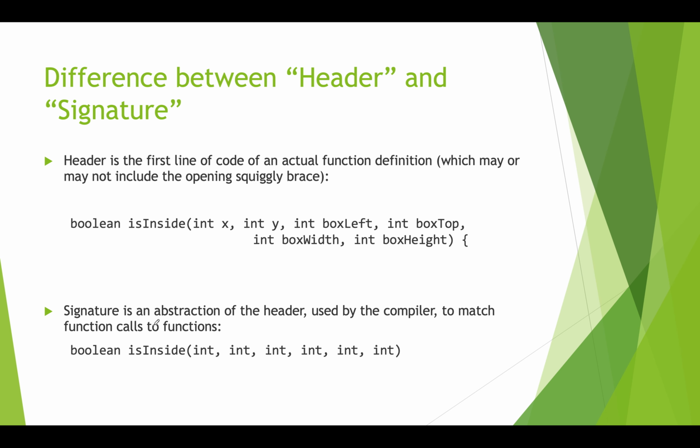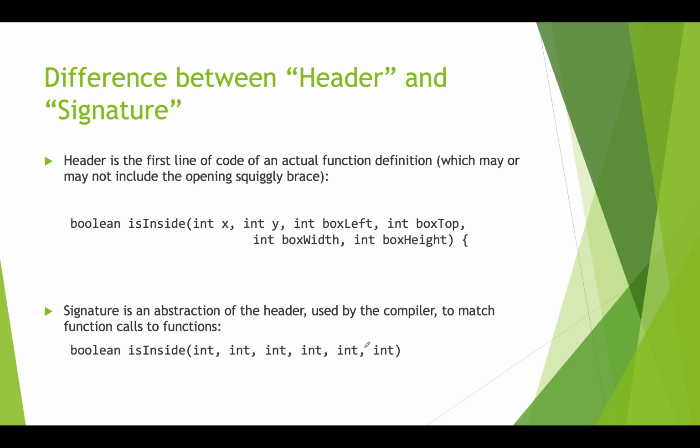The signature is sort of an abstraction of the header. It's used by the compiler to match function calls to know which function is meant. So it just has the return type, the name, and the types of the parameters without the names.